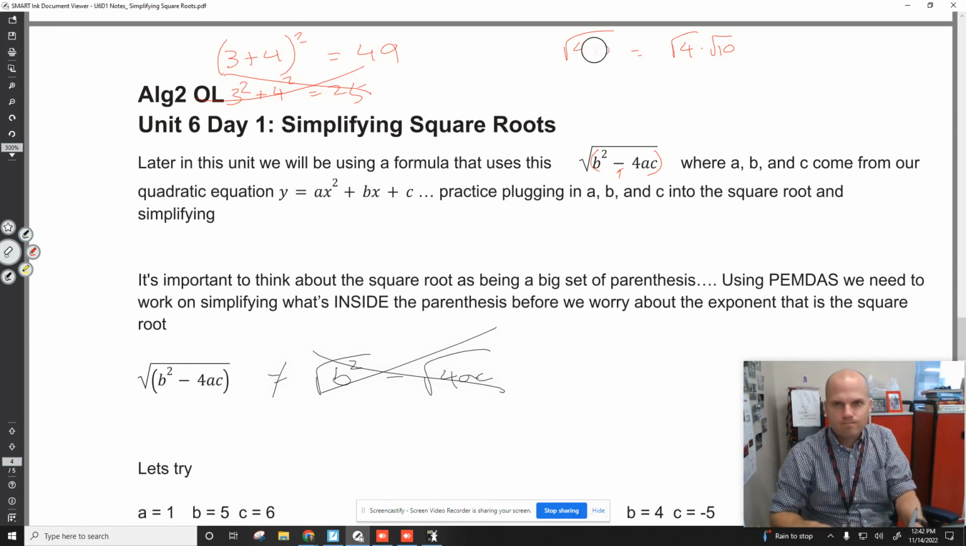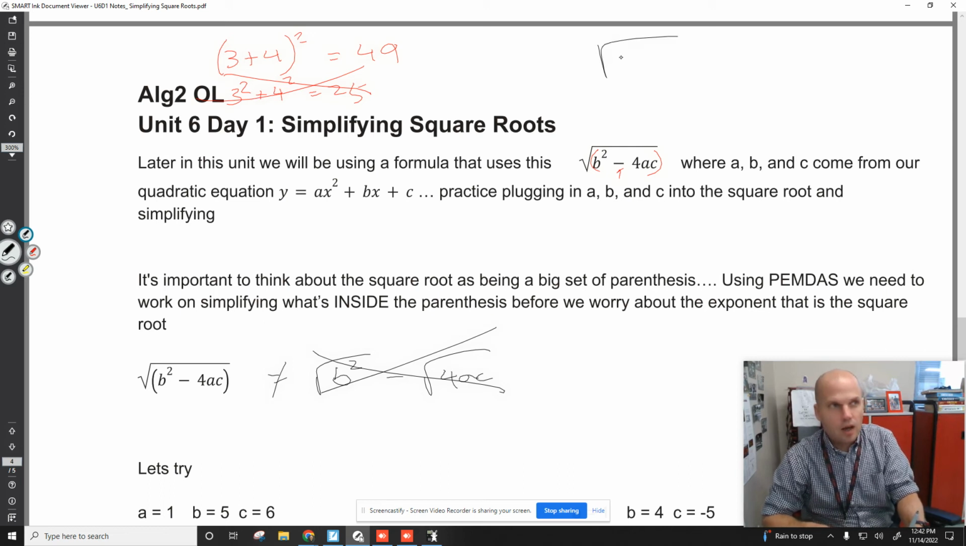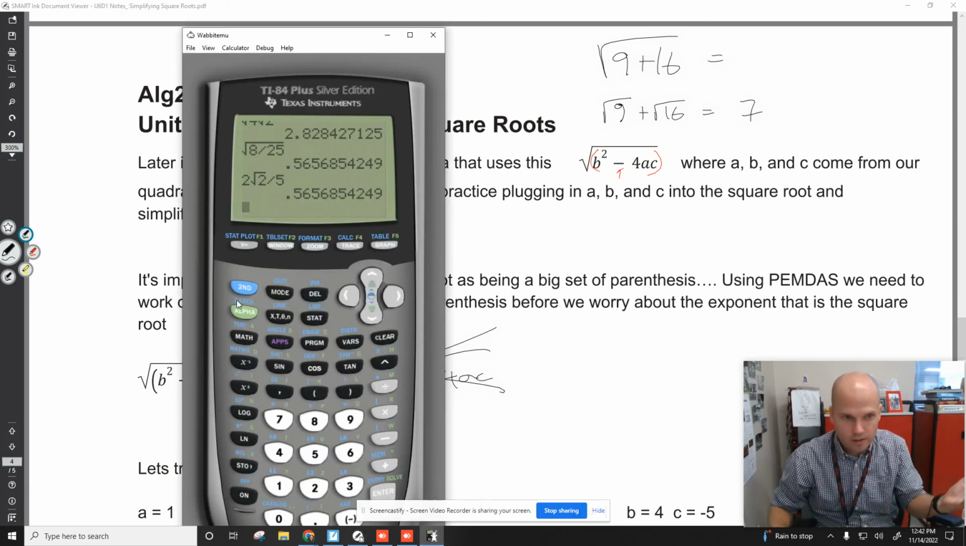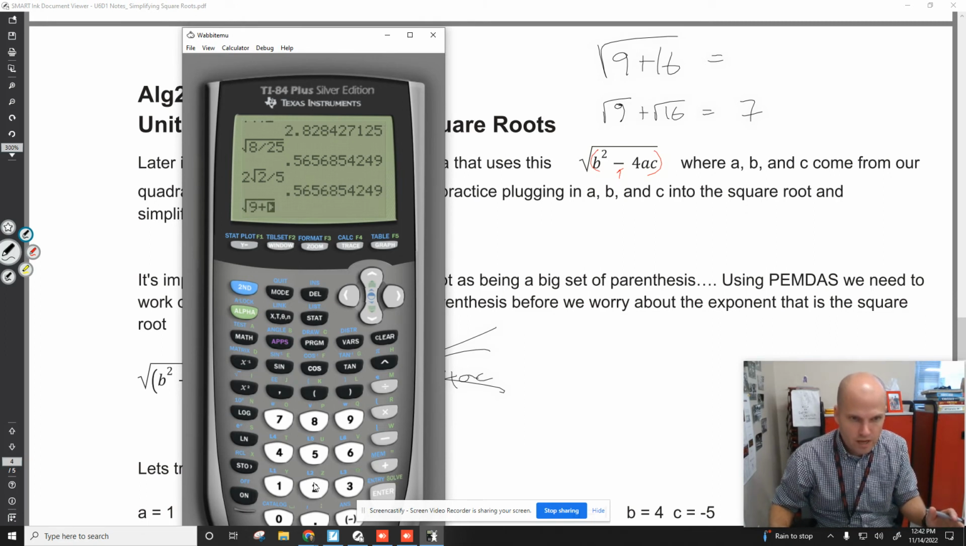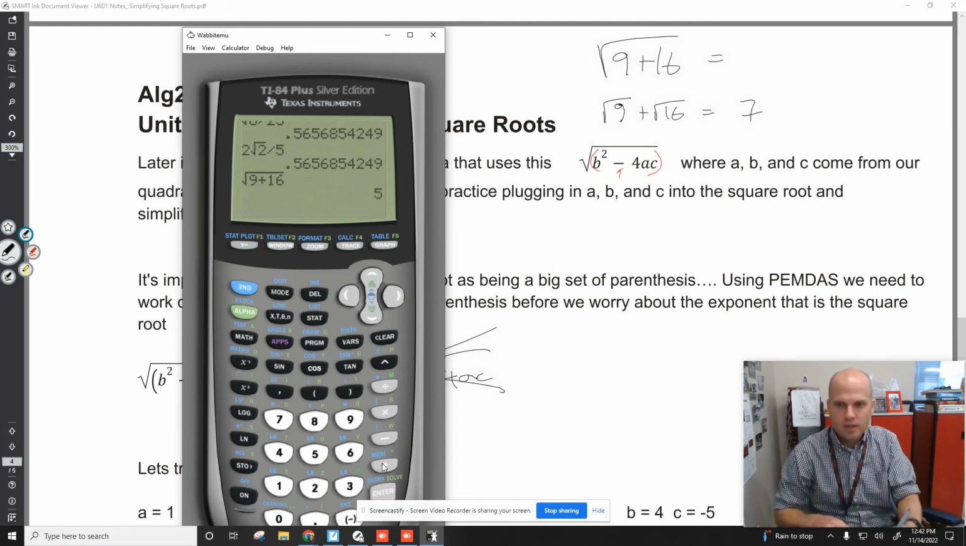So here's an example of like what we can't do with square roots. If I ask you, what's the square root of 9 plus 16? Many of you might be saying, oh, it's the square root of 9 plus the square root of 16. And you might be thinking it's 3 plus 4, which is 7. But let's look at our calculator. You guys don't usually believe your teachers, but you believe your calculator. The square root of 9 plus 16. Oh, we think it's going to be 7. It's not. It's just 5. Okay?